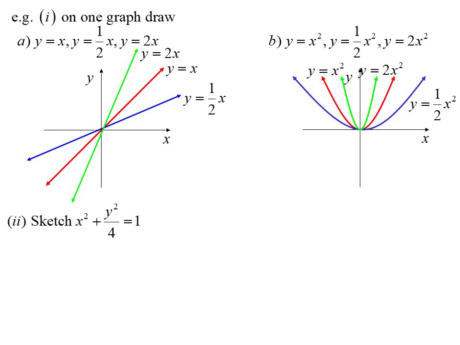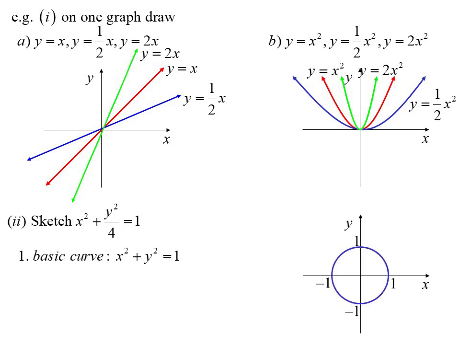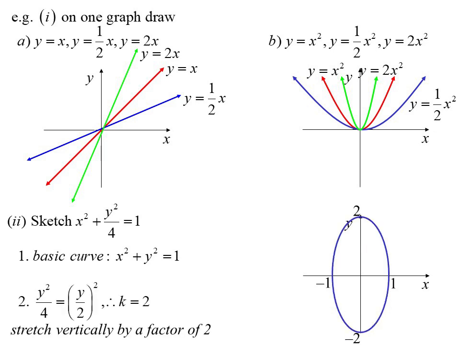x squared plus y squared on 4 is equal to 1. So we haven't done anything with the x this time, but the y squared on 4. So it is our basic circle we're starting with. x squared plus y squared equals 1. But it's the y values we have changed. So what we've really done is said, we've stretched it vertically by a factor of 2, because y squared on 4 would be the same as y on 2 all squared. So we replace the y with y on 2.